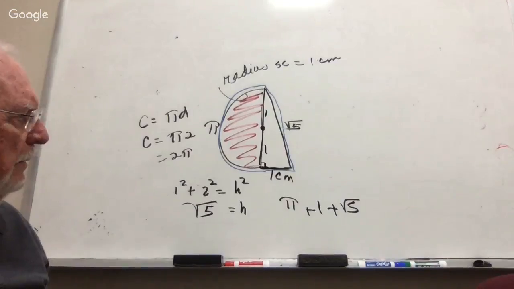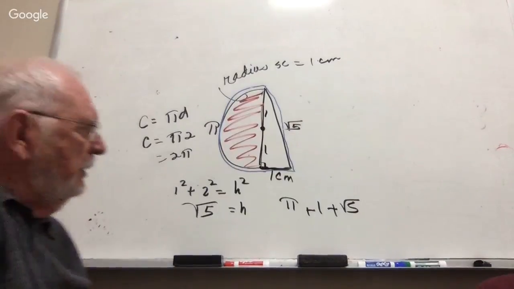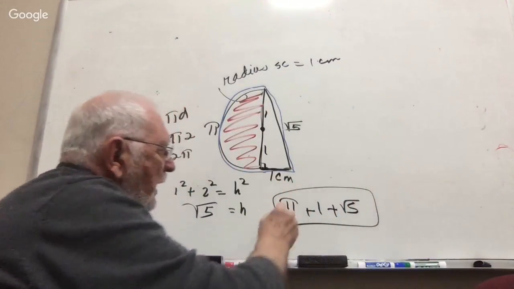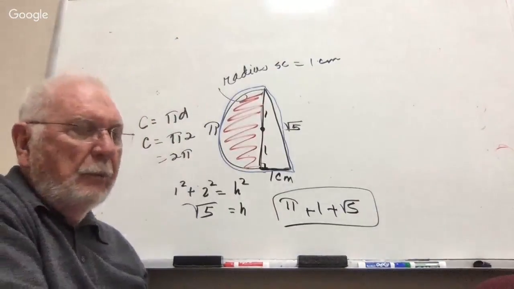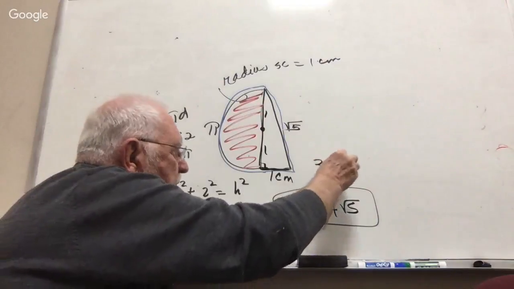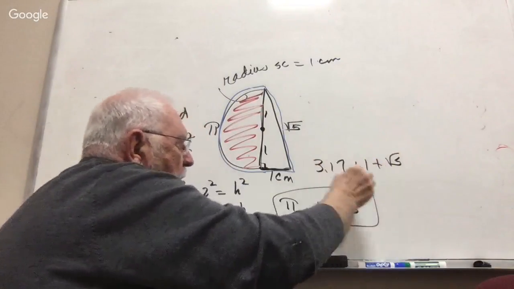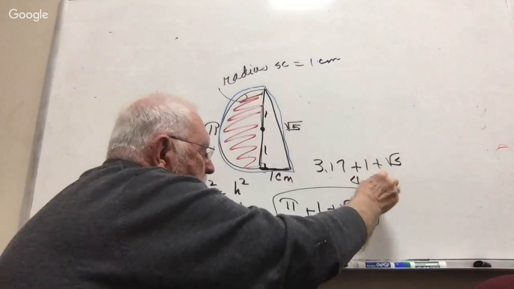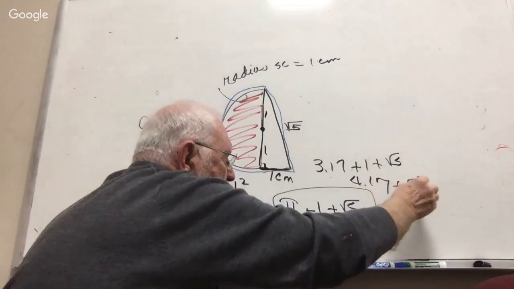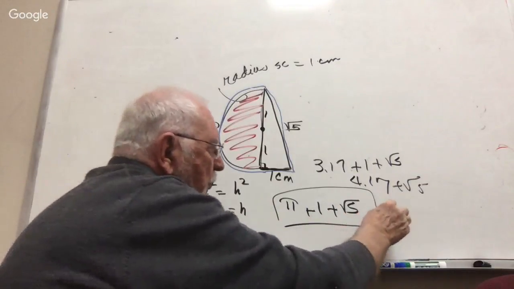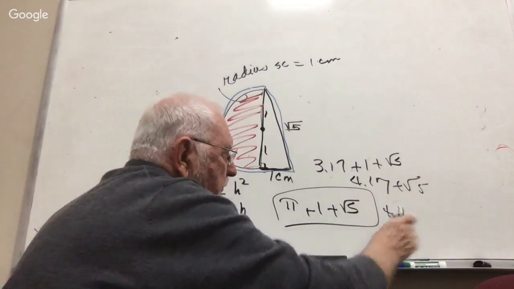Is there a shorter way to write that? Well, actually not. Well, you could do this, and this is one where instead of multiple choice, it's open ended. So you could do pi is 3.17 plus 1 plus the square root of 5. So you can combine this and do 4.17 plus the square root of 5. And if you want to go ahead and get a full decimal answer, then you could do 4.17.